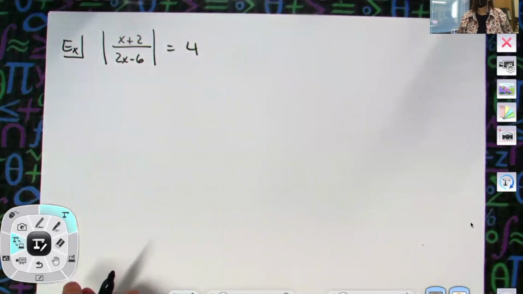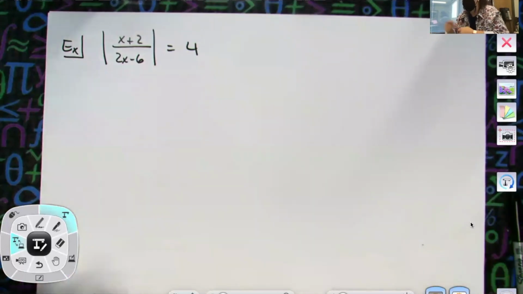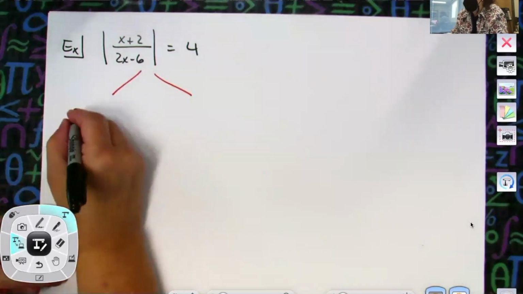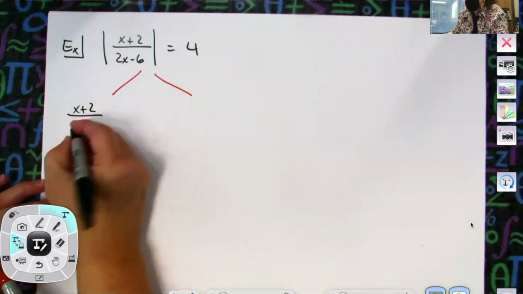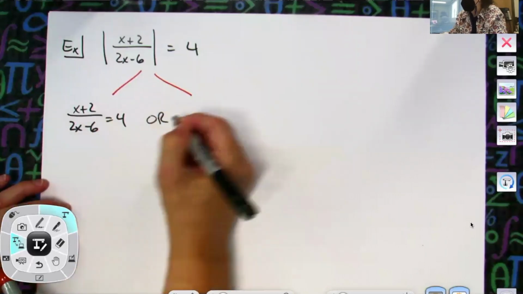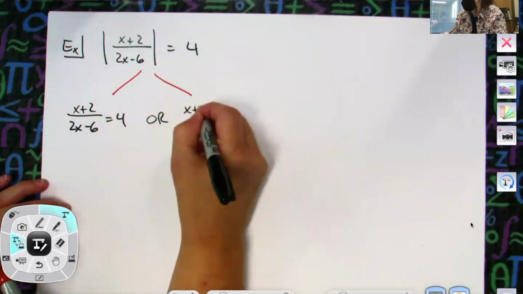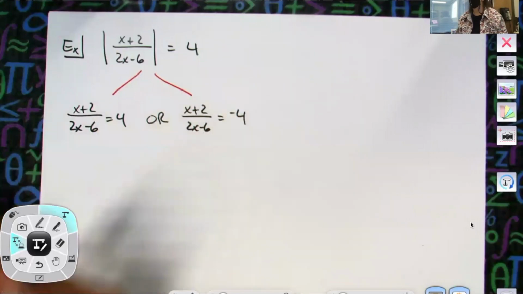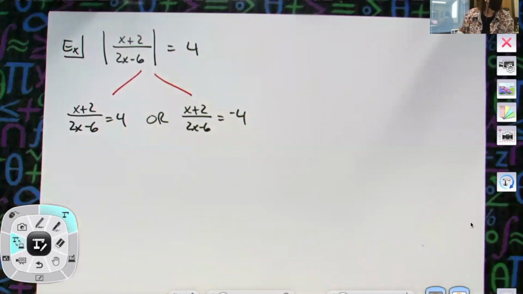All right, so basic setup on this is not too bad, right? We break it into two equations just like we have. You're not going to have problems with that part. So you're going to go x plus 2 over 2x minus 6 equals 4. You're going to do it again: x plus 2 over 2x minus 6 equals negative 4. Okay, so far so good, right?